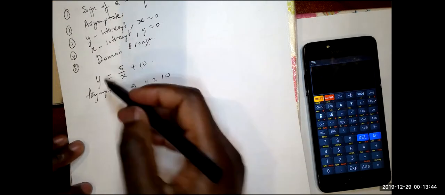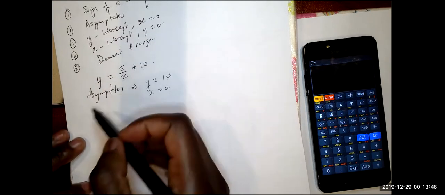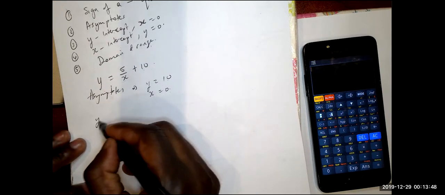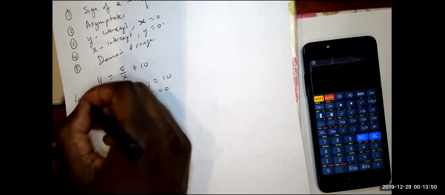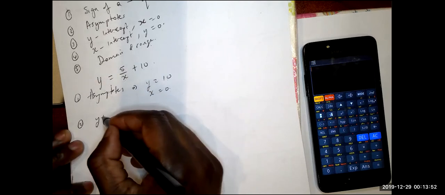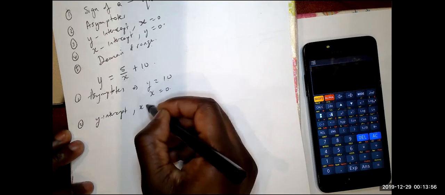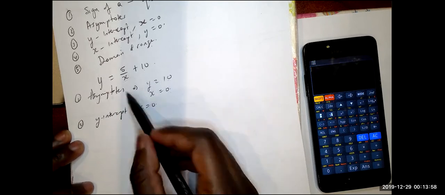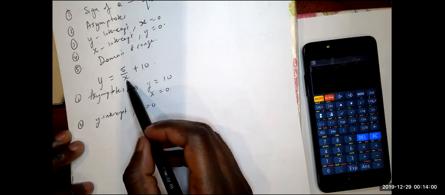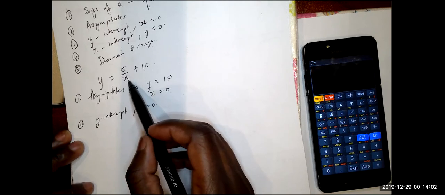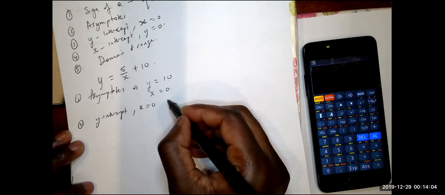Now, what about the intercepts? Number 1, the y-intercept: that's when x is equal to 0. We can't put a 0 there, we can't have a 0. So this one is a no.